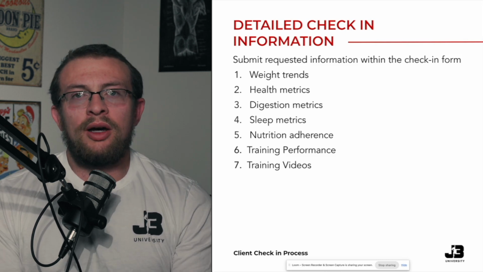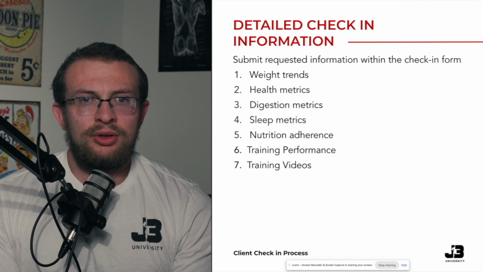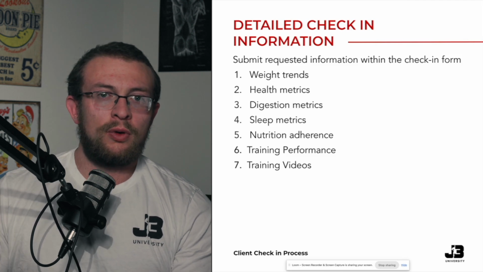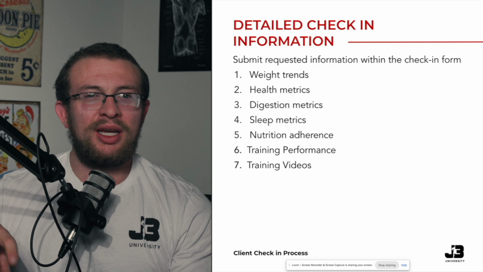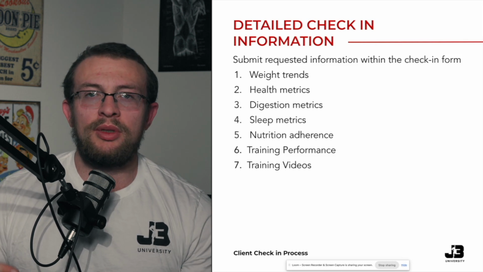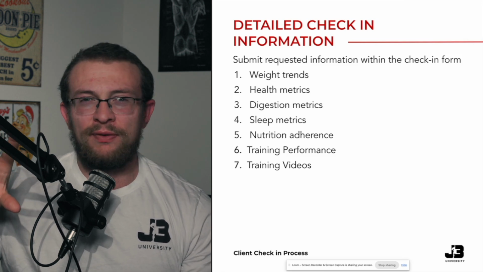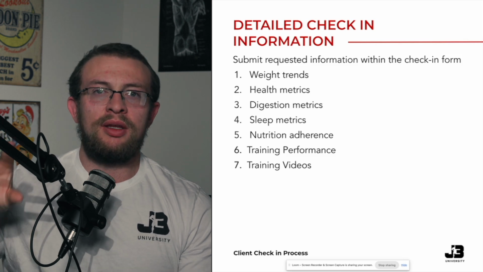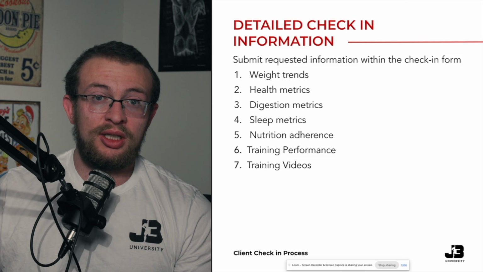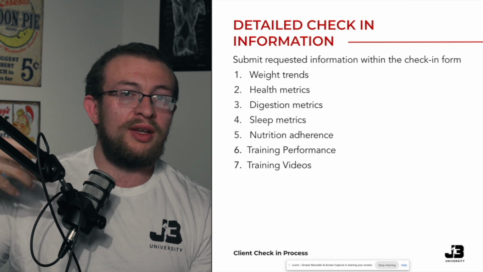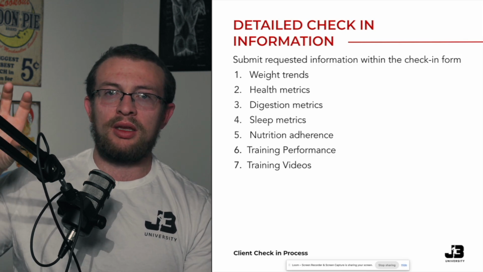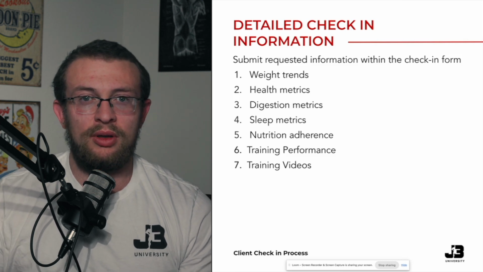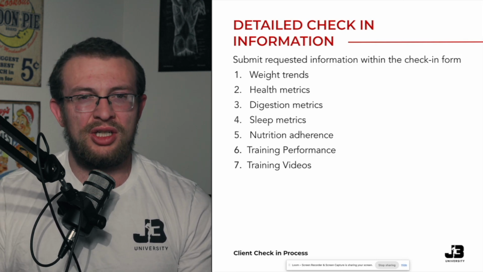Now, digestion metrics, sleep metrics, and nutrition adherence, 3, 4, and 5, in my opinion, kind of all go together. And the reason I group these together is they can all affect each other in different ways. So if you're having poor digestion, this could be a product of nutrition adherence not being very good, or even if nutrition adherence is high, it could lead to you not being able to follow the meal plan because you're just so bloated or having GI issues.